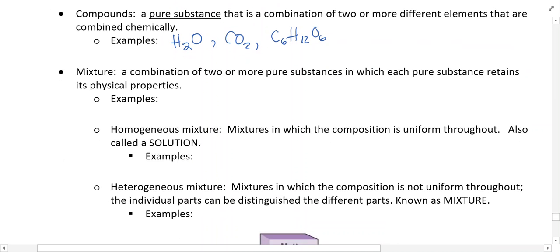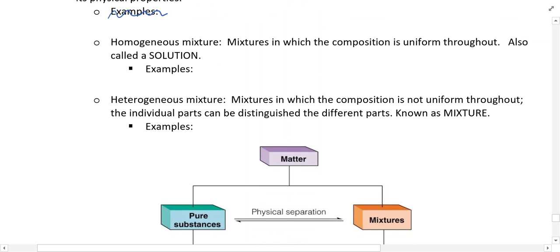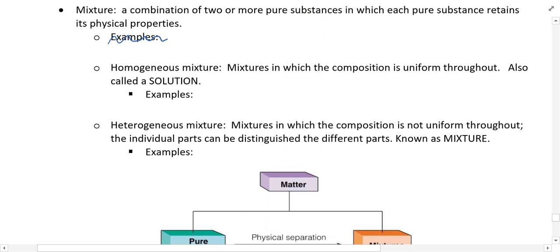Mixtures are a combination of two or more pure substances in which each pure substance retains its physical properties. So we can actually break down, we're going to look at examples of them separately. So we have two types. We have homogeneous mixtures where the combination is uniform throughout. So the big thing is that you can't distinguish the layers here. So something like soda or salt water, these are solutions where you can't tell that they're mixed together.